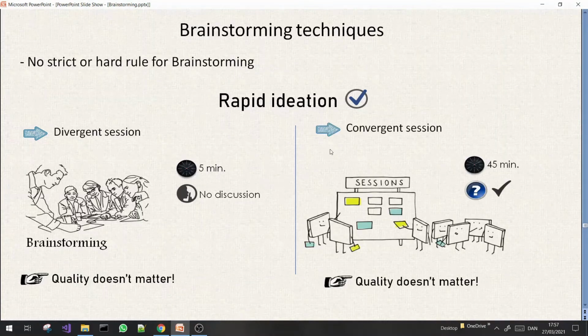The second phase is called the convergence session, and here we ask everyone to place ideas on the whiteboard, and discussion is allowed here. If during the discussion a new idea comes up, it should be considered as well and put on the whiteboard. In both sessions, quality doesn't matter, because we are focusing on quantity instead of quality. And in our upcoming example, we shall follow the rapid ideation technique.